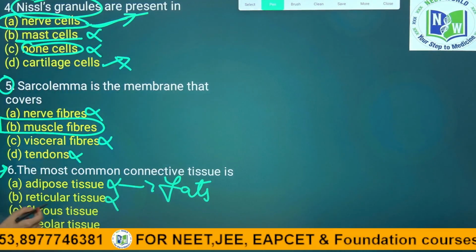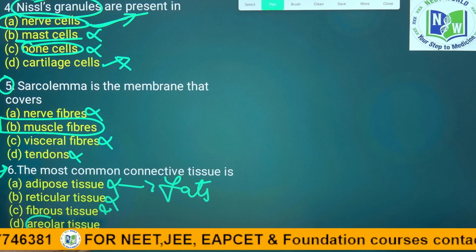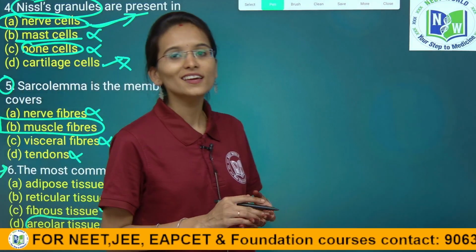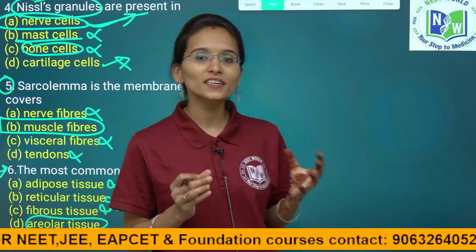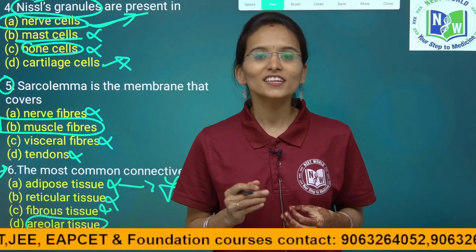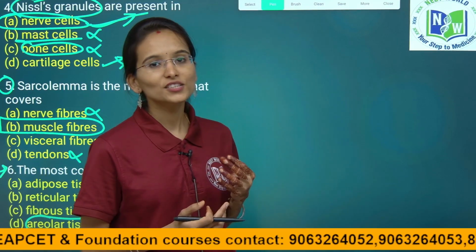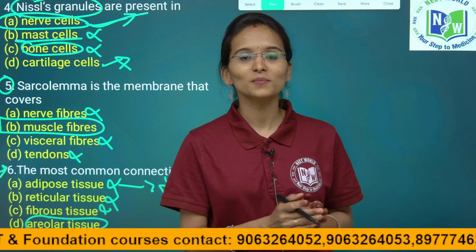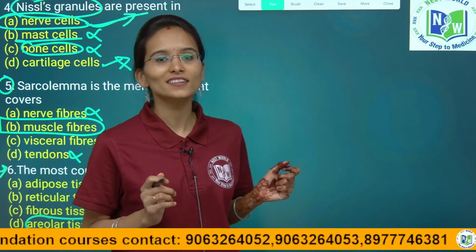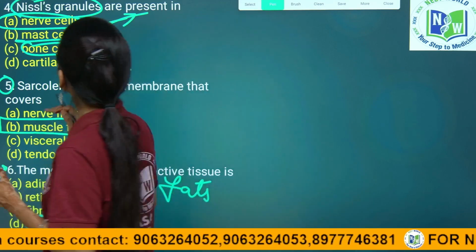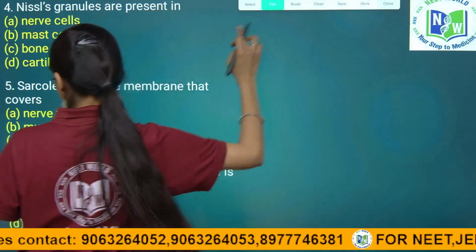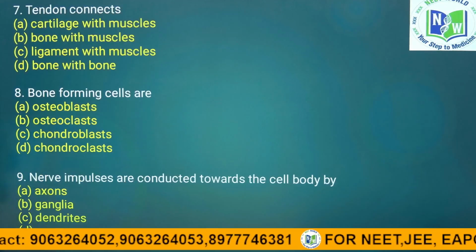Okay, and fibrous tissue, wrong option. And areolar tissue will be the right option. It is the most abundantly present inside our body. It is also called filler tissue, and it is called packaging tissue, because it is going to fill the space inside the internal organs. Yes. So now next, coming towards the 7th question.